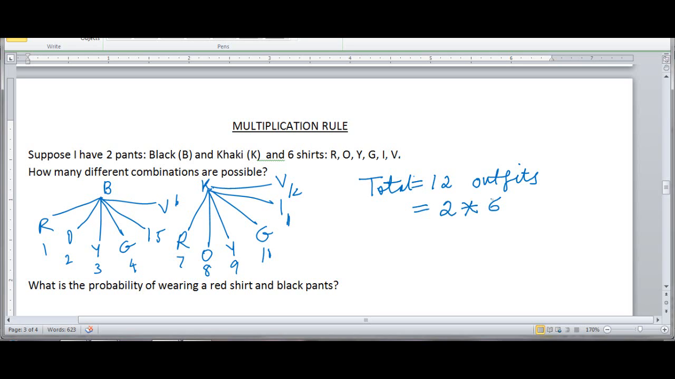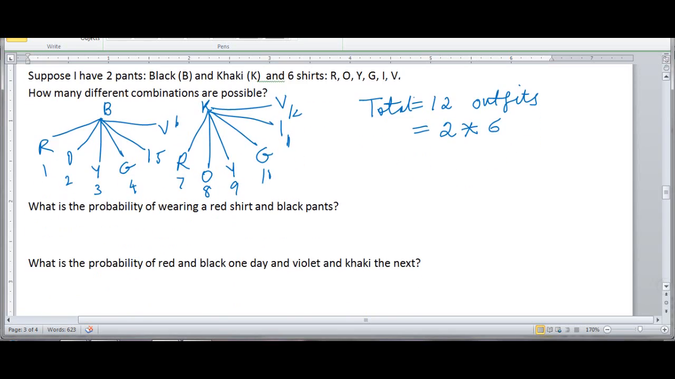Okay? So with these kinds of questions, when they're asking about these different combinations, you can multiply and get the different combinations. What is the probability of wearing a red shirt and black pants? Well, a red shirt and black pants is one outfit. How many different outfits do I have total? 12. So the chance of wearing a red shirt and black pants is 1/12.